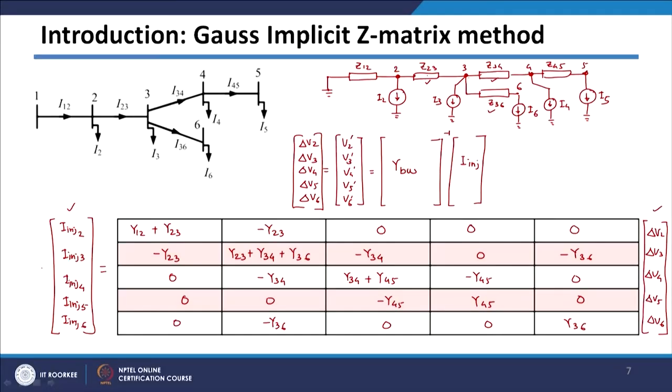So here the current injected, if you observe these current sources, they are in opposite direction of current injected. So these are nothing but minus I2, minus I3, minus I6, because current injected is towards the node, and the direction of the load current which we are taking is opposite. So whatever load current we are calculating, we need to take minus sign here.